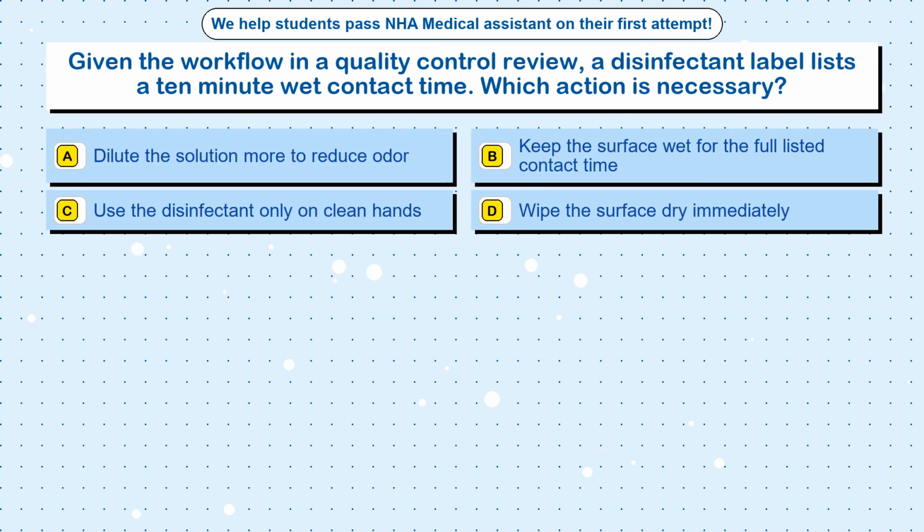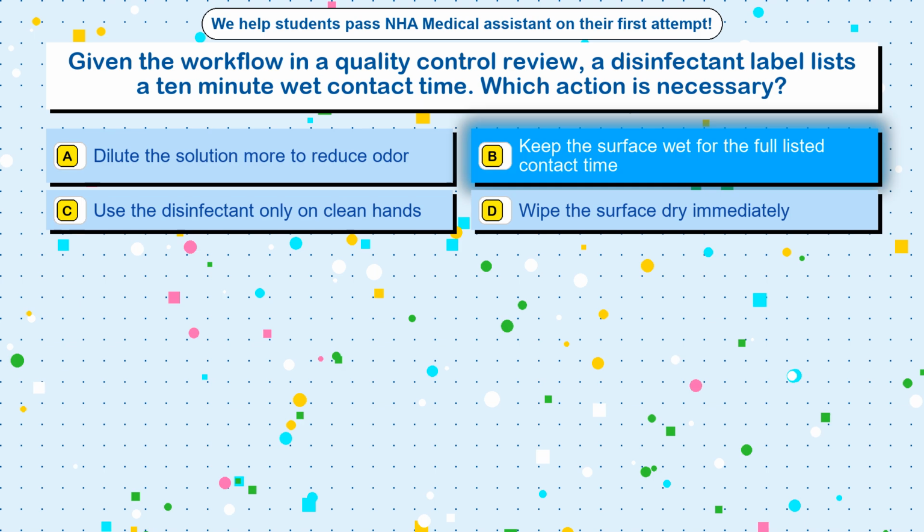Question 93. Given the workflow in a quality control review, a disinfectant label lists a 10-minute wet contact time. Which action is necessary? Option A. Dilute the solution more to reduce odor. Option B. Keep the surface wet for the full listed contact time. Option C. Use the disinfectant only on clean hands. Option D. Wipe the surface dry immediately. The correct answer is option B. Keep the surface wet for the full listed contact time.